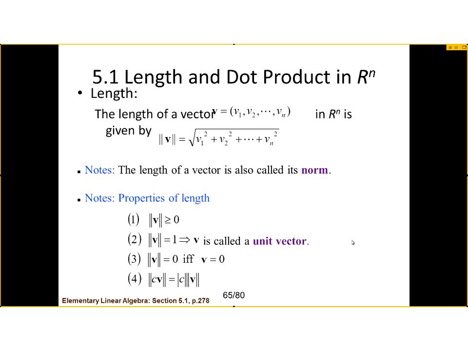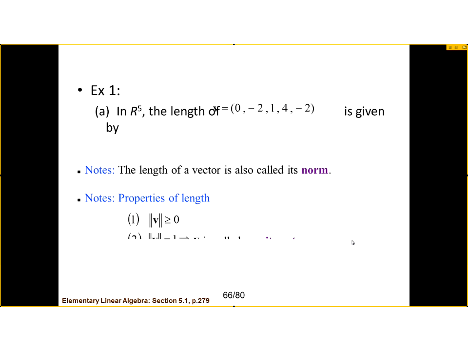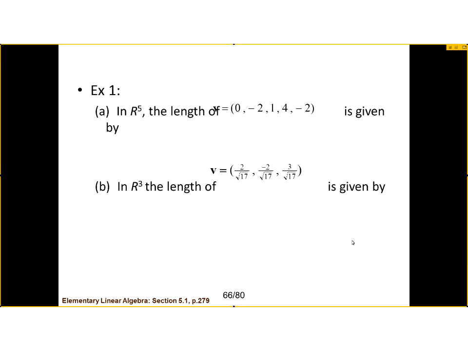We know that if the norm is equal to 1, v is called a unit vector. The norm is equal to 0 if and only if the vector is equal to 0. And if we multiply the vector by a constant c, then we can take the modulus of the constant outside and take the norm. These are the properties of the norm.